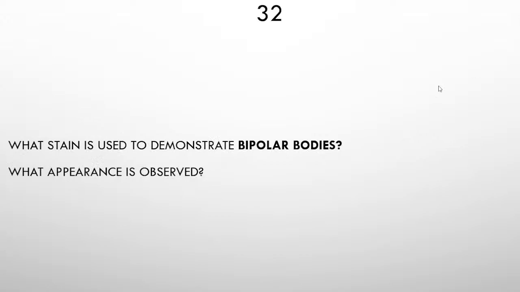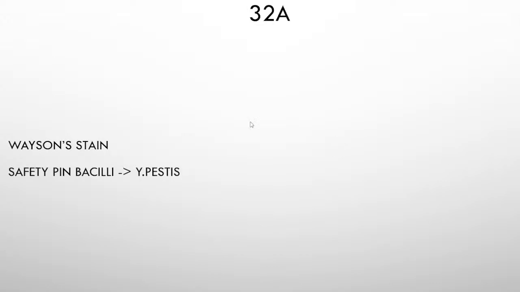How do we stain bipolar bodies? Please don't forget that we have the Wayson stain, and the appearance of the bipolar bodies usually makes the organism look like a safety pin. Hence the term safety pin bacilli. Hopefully I can draw. So this is what it looks like on the Gram stain. They look like safety pins. I didn't have the time to look at the picture. Yeah, I know my artwork is not that good.